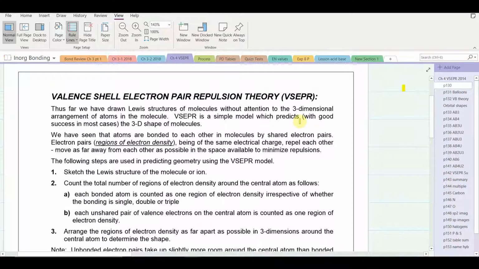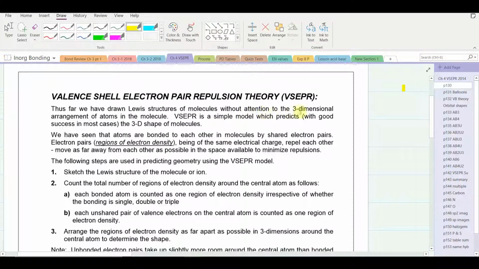To this point we have drawn Lewis structures of molecules without attention to the three-dimensional arrangement of atoms in a molecule. Now VSEPR is a simple model that predicts with pretty good success the three-dimensional shape of a molecule.